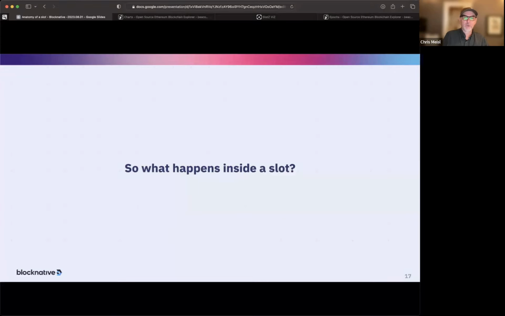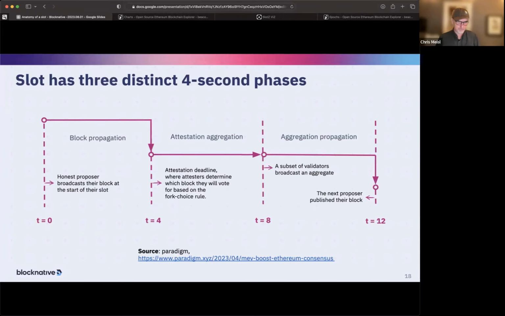All right, so now we get to the slot. So that was sort of the background material to build up to what's actually happening inside of the slot. So the slot has 3 phases, each approximately 4 seconds long. The first part is where a block is propagated within the slot. And then the next part is where attestations start to happen. And attestations are a little bit on the heavy side. There's just a lot of messages, a lot of bytes that have to be moved around for that. But that's basically the voting that goes on.